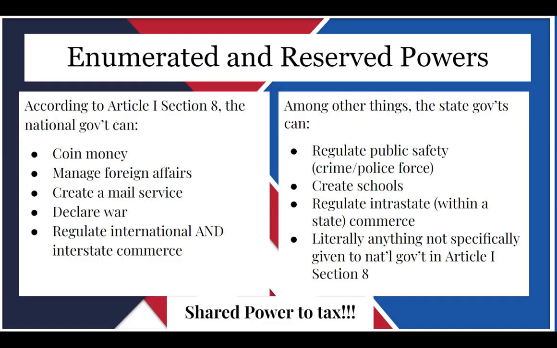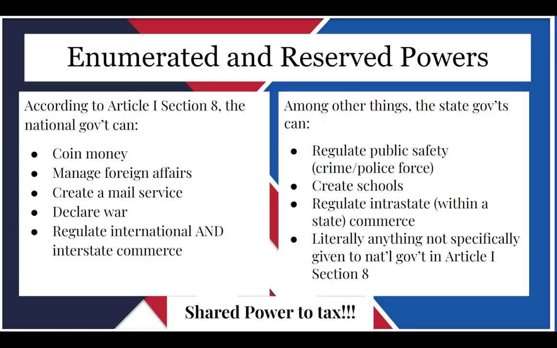Okay, so like I said, there are certainly enumerated powers that you can see here on the left-hand side. Enumerated, again, are the powers that are numbered, so to speak, in the Constitution, listed out. These are ones that belong to only the federal government. This is Article 1, Section 8. According to this article, the national government is the only one who can coin money.